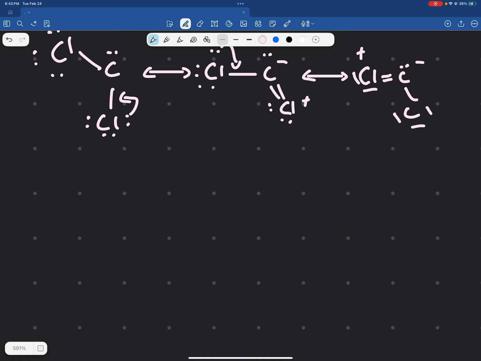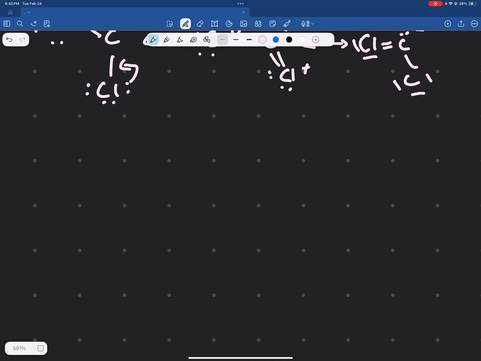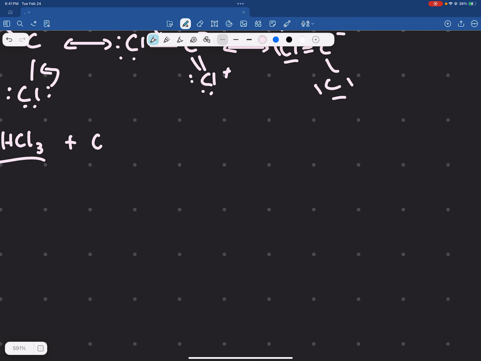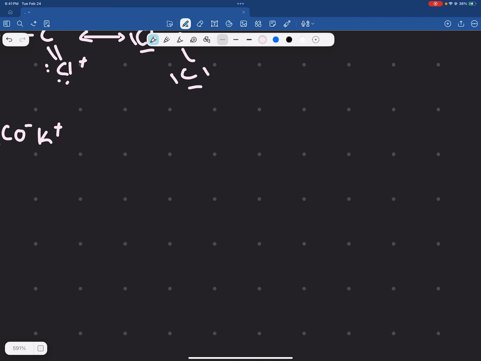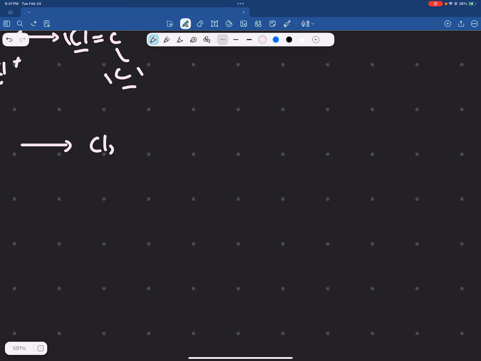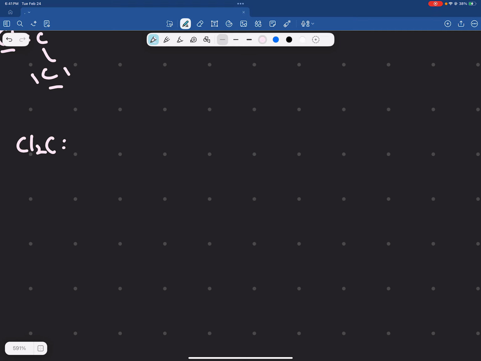These dichlorocarbenes are usually prepared by treating chloroform with potassium tert-butoxide and removing HCl. So it's going to be chloroform and potassium tert-butoxide, and that is going to remove the HCl and form tert-butyl alcohol.